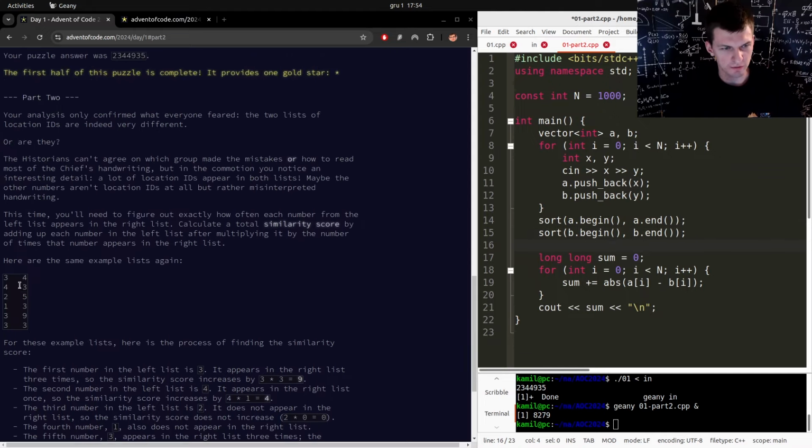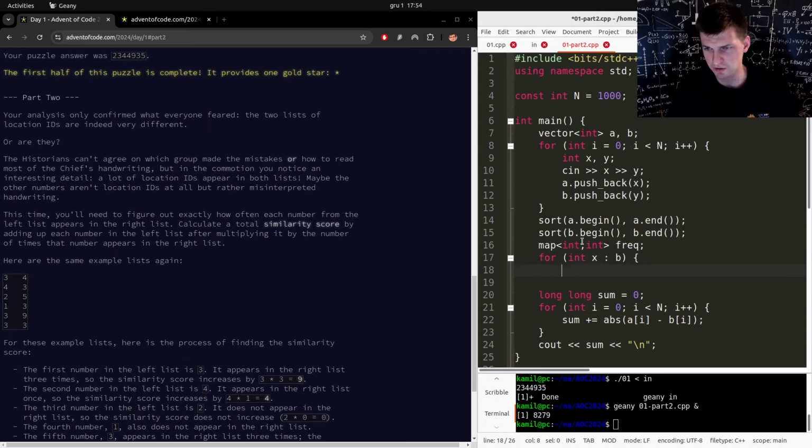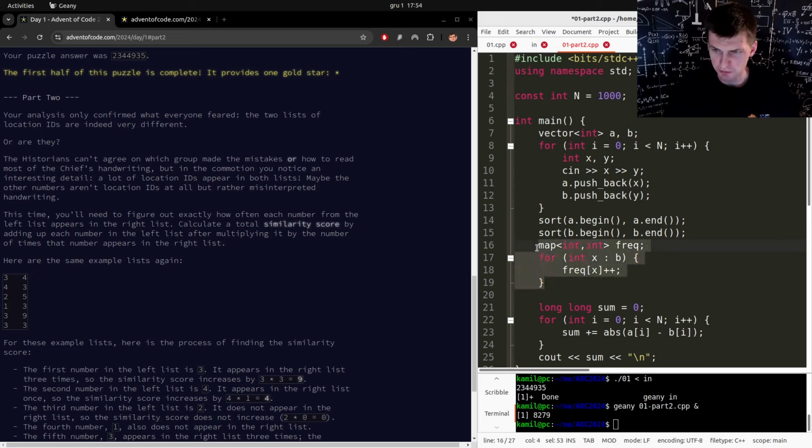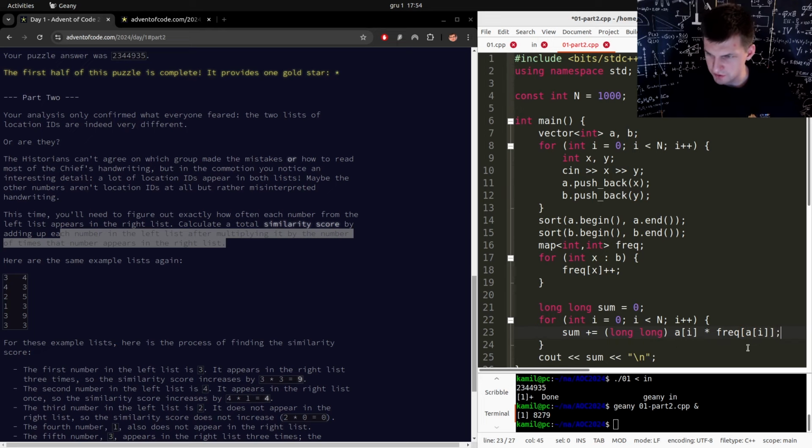If you want the frequency in the other list, then the easiest way to do it is a map, dictionary, hash map. It's actually not the fastest solution. Maps do have a big constant factor, but with such small data, we don't really care about it. So this is how you measure how many times things appear in the second list. And then for every object in the first line, you add what? The product of, you add the number in the left list after multiplying it by the number of times it appears in the right list. Sum plus equal, just in case that is long, frequency of this number. Frequency measures how many times this element appears in the other list.